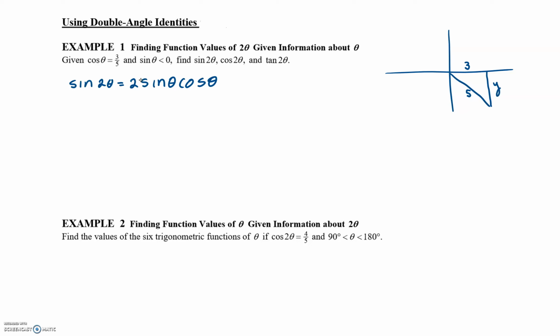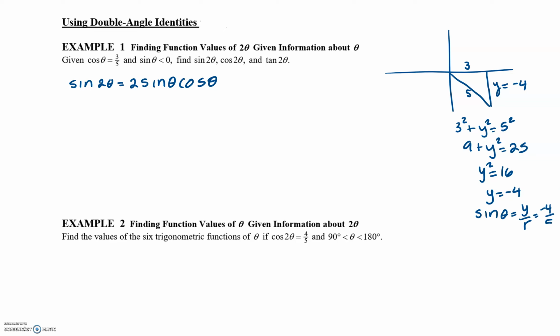I'm going to make this a y, and find that value of y. We know 9 plus y squared is 25, or y squared equals 25 minus 9, which is 16. So y is usually plus or minus 4, but I know it's negative, so I'm going to make it negative 4. That would be the y. So now that gives us that sine of theta is the y over the r, so it is negative 4 over 5.